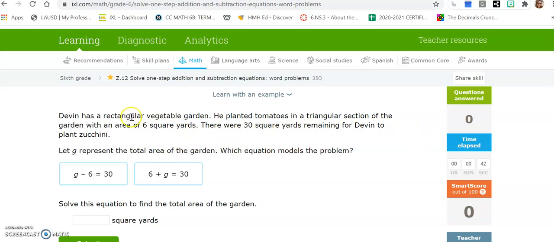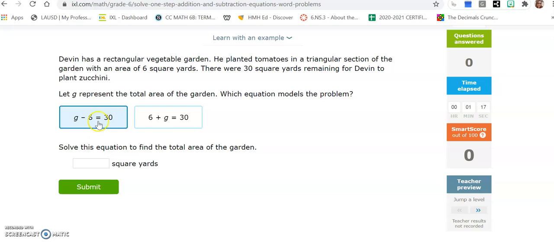Now, after you read this, you need to find out, is the problem adding or subtracting? For example, right here, it says he planted tomatoes and the area was 6 square yards. There were 30 yards remaining. You know what? I think I have this one. I think it's minus because it is saying that it took some space with 6 square yards.